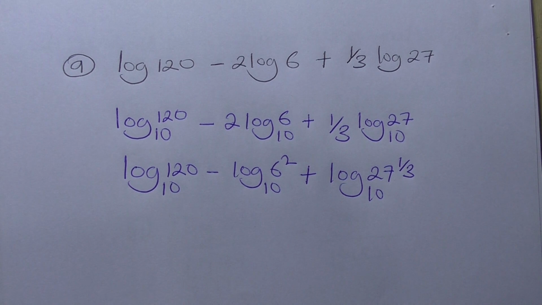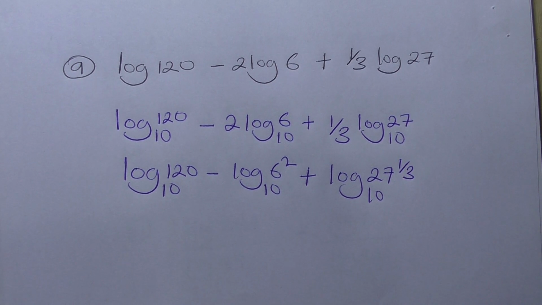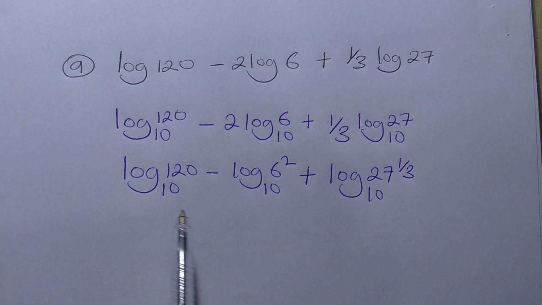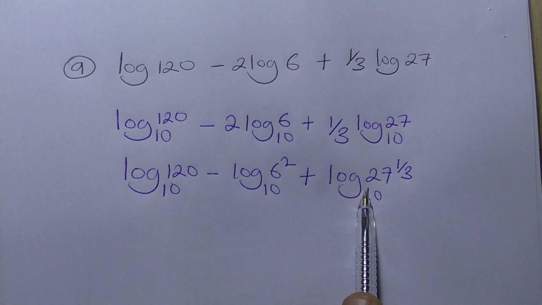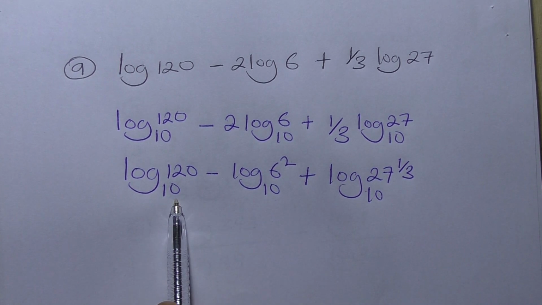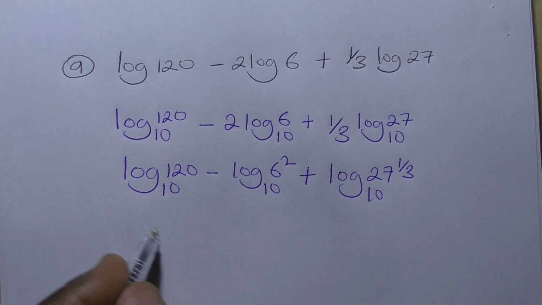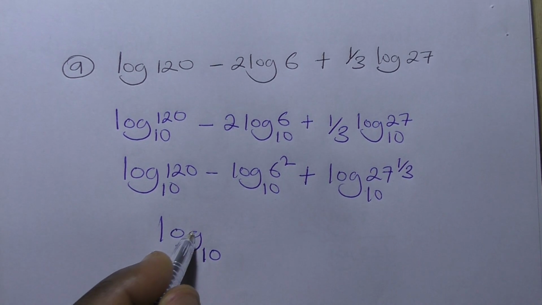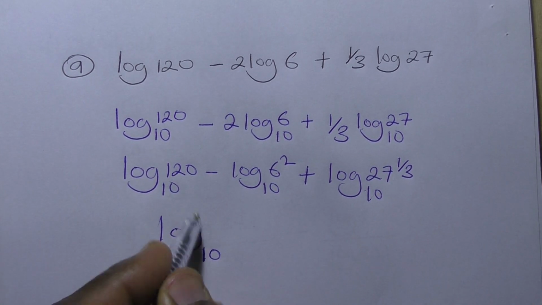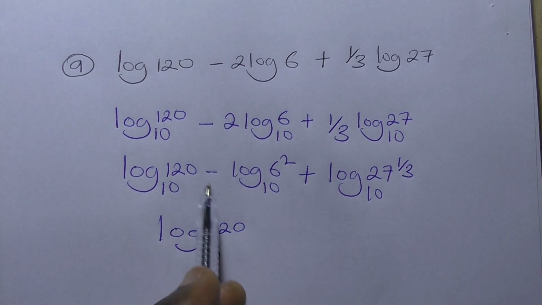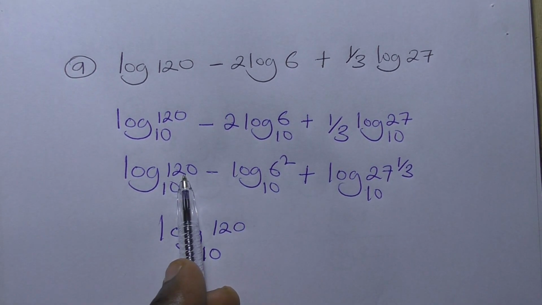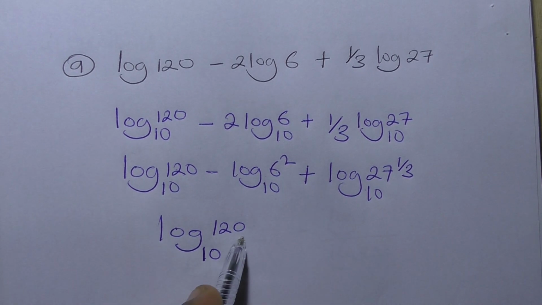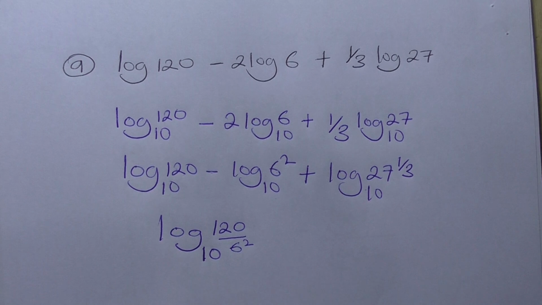After that, we can now bring in the addition and subtraction laws of logarithm. We can do this 2 ways. We can first deal with the addition, or we can first deal with the subtraction. So let us first deal with the subtraction. We shall take 1 log and then deal with the powers, that is 120. And since it is subtraction, we divide the first power by the second power. So we divide this by 6 squared.